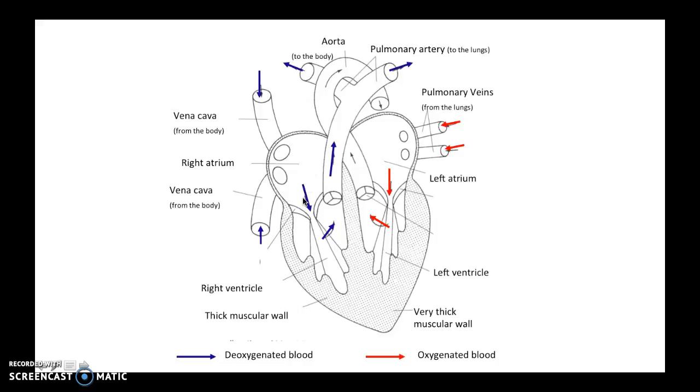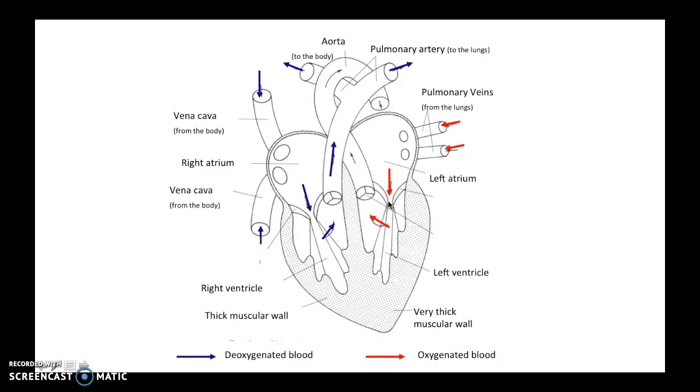From the right atrium, it passes through another valve into the right ventricle. After it goes through the right ventricle, then it goes up into the pulmonary arteries. And one of the pulmonary arteries takes the blood to the lungs. And what does it get from the lungs? It picks up oxygen.